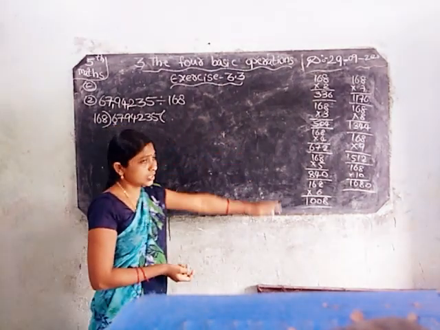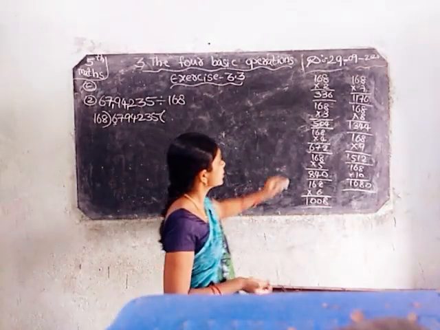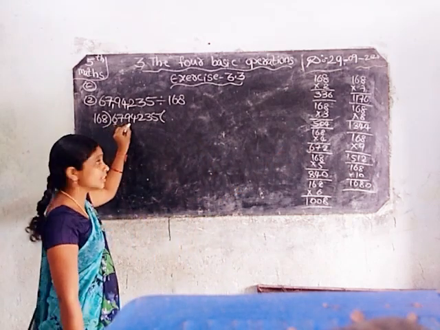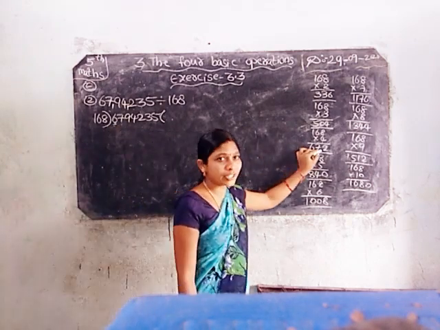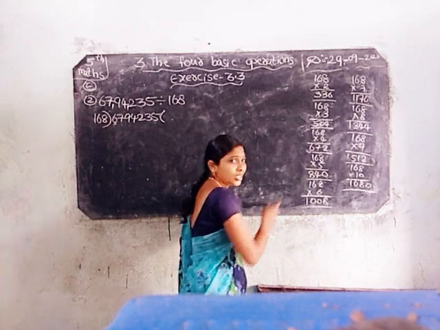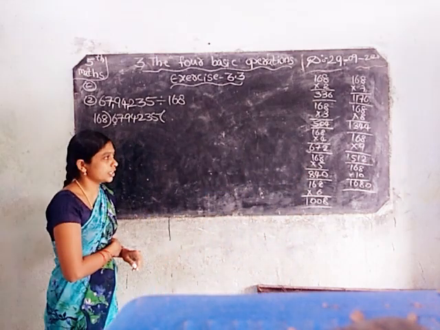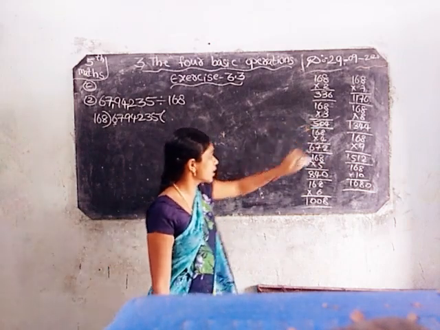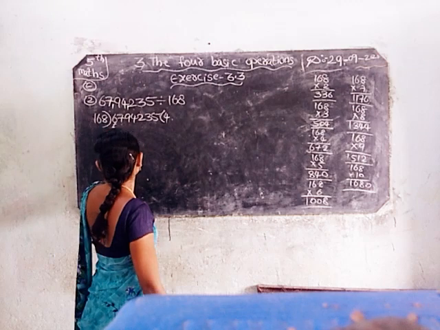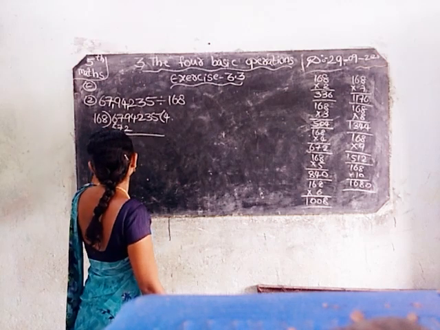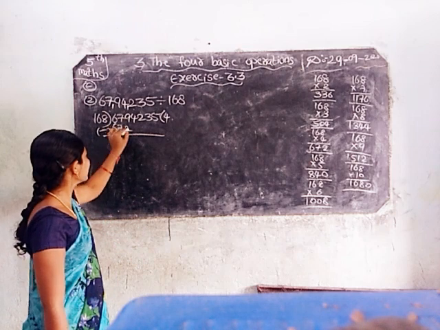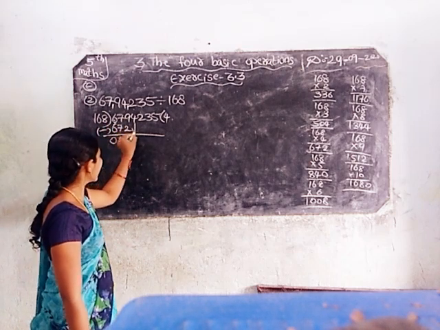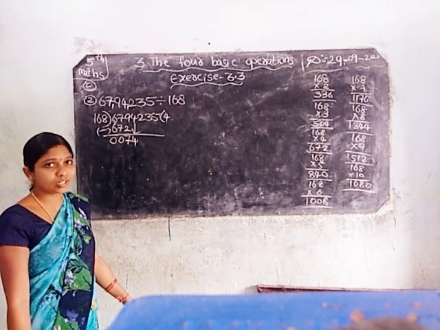See here, we have 679. In the table we have 672, but if we take 840, it is the greatest number we can't take. So we should take 672 only. 168 4s are 672. So take minus. 9 minus 2 is 7. 7 minus 7 is 0. 6 minus 6 is 0.